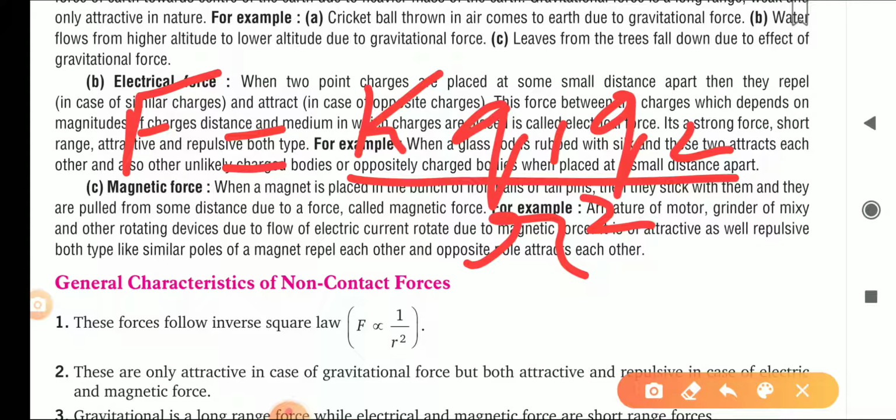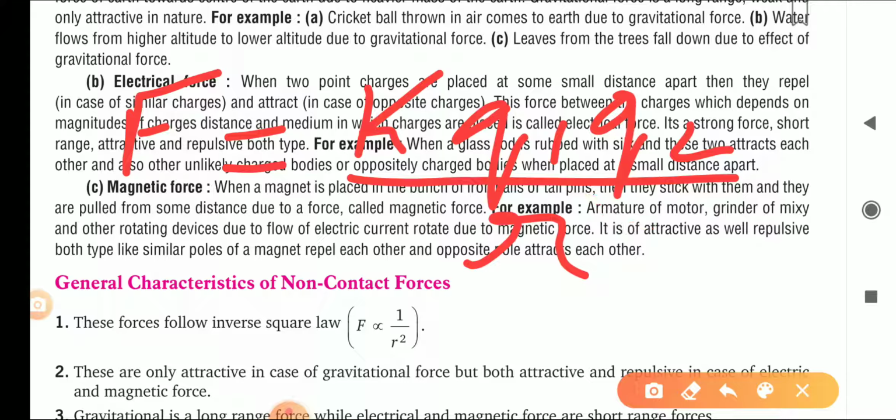So F equals K Q1 Q2 upon R square. These are the factors on which this electrical force depends. So what is the value of K? K is 1 upon 4 pi epsilon 0, which is 9 into 10 to the power 9 Newton meter square per coulomb square. These things you will study in class 12. You should just be familiar that this is the formula to calculate the electrical force.